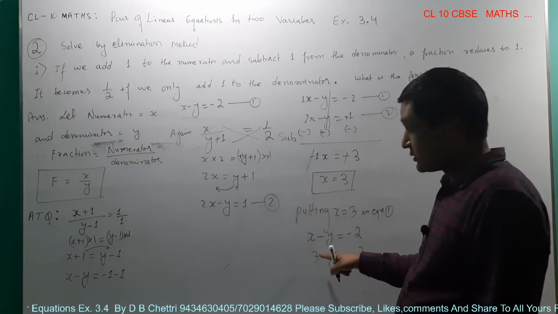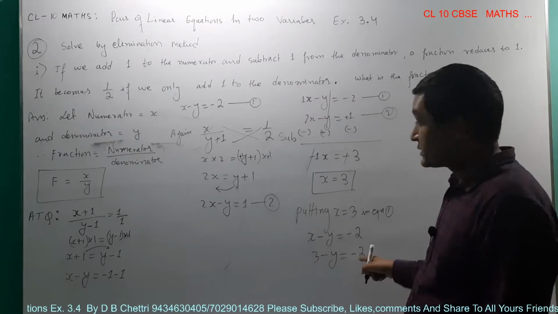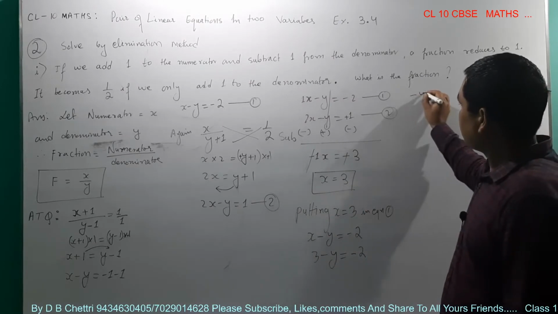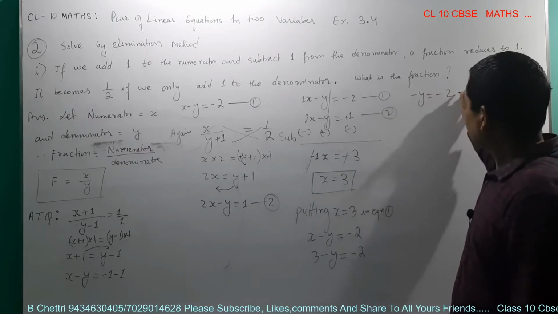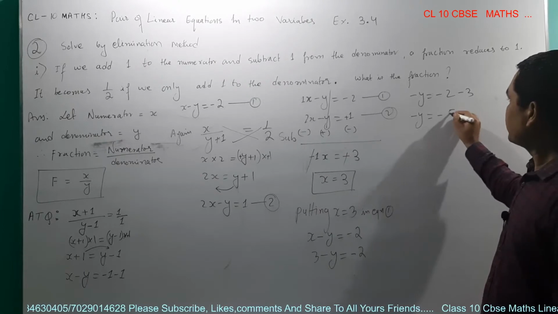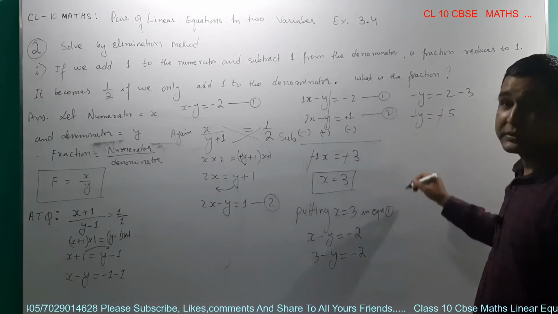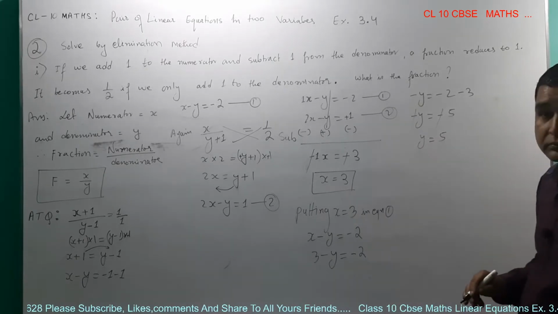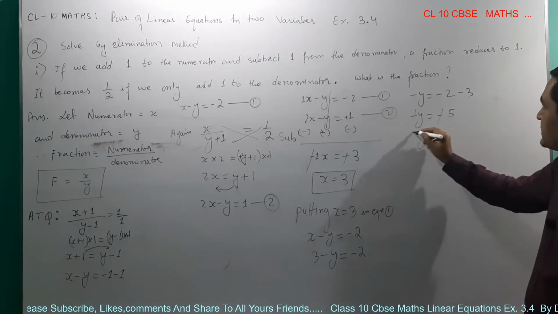Now gather like terms, take this 3 to the right side. Minus y equals minus 2, then minus 3. Then minus y equals minus 5. Then this minus minus cancels, y equals 5. Okay, now we got the values of x and y.